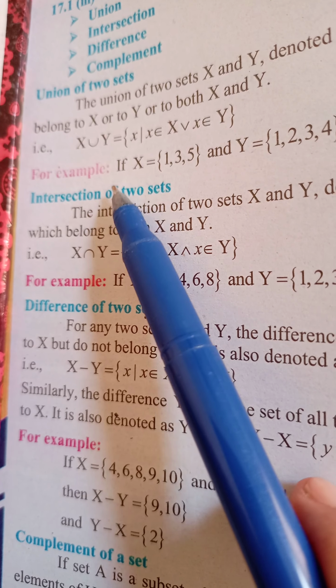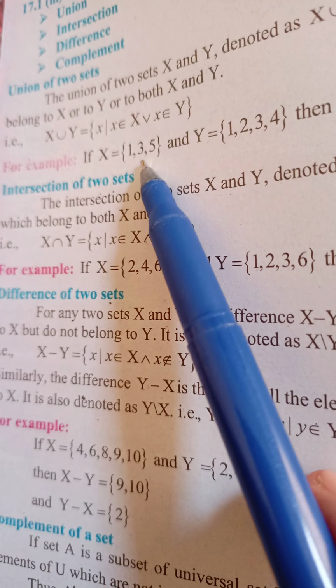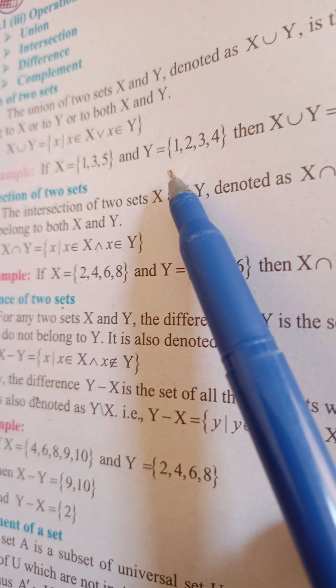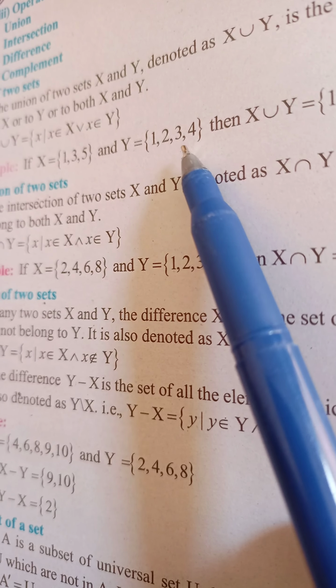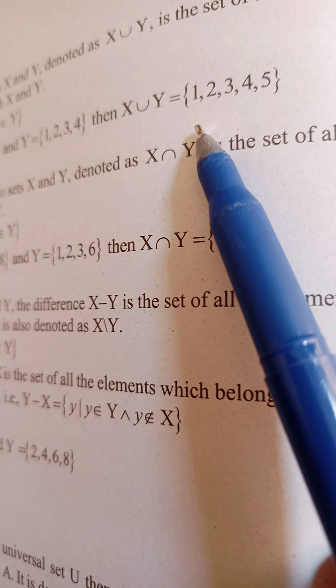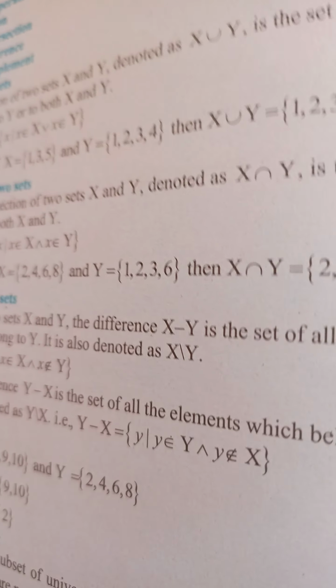For example, if X = {1, 3, 5} and Y = {1, 2, 3, 4}, then X ∪ Y = {1, 2, 3, 4, 5}.